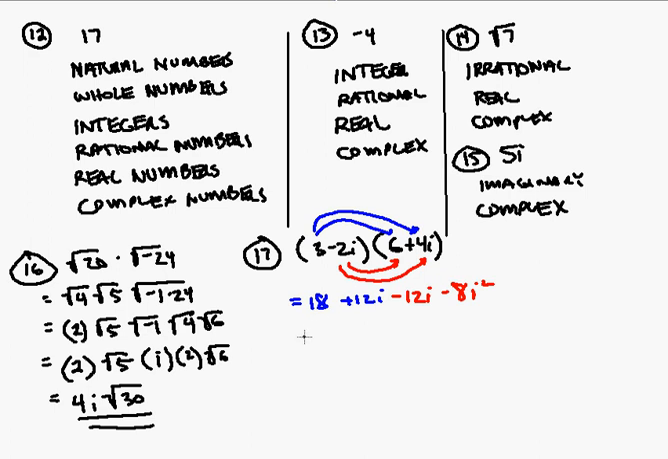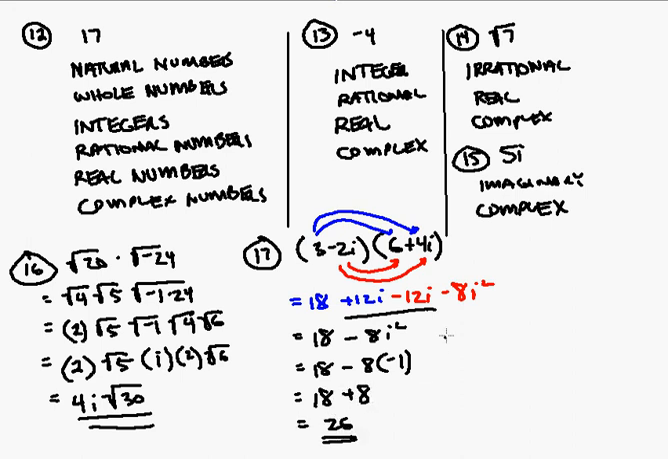Alright, so let's do this. We have equals 18. These cancel, positive 12i and negative 12i. I'm left with minus 8i squared. This is equal to 18 minus 8 times negative 1, which is equal to 18 plus 8, which would be 26. So there's 17. And finally, I have number 18.